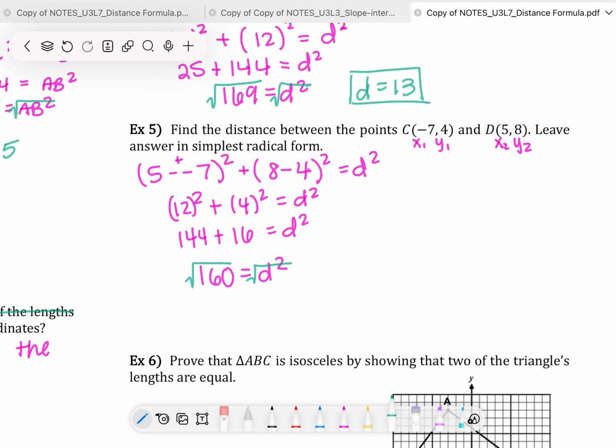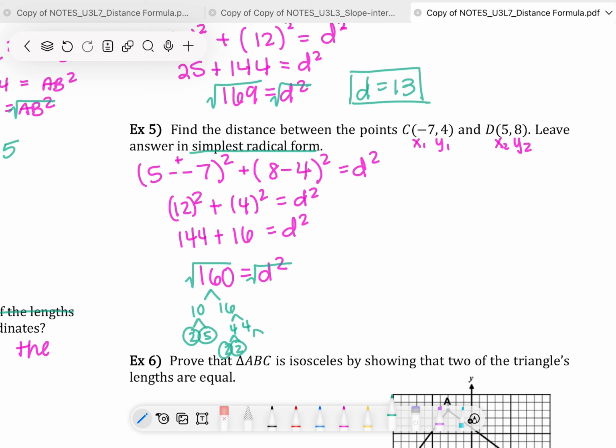Now to square root 160, if you do it in the calculator, it will give you a decimal, 12.649, etc. So we don't want to write that answer. We don't want the decimal, we want the simplest radical form answer. And so instead we're going to simplify this radical. We're going to break it down. So 160 is 10 times 16. 10 is 2 and 5, which are now both prime. 16 is 4 times 4, not prime.